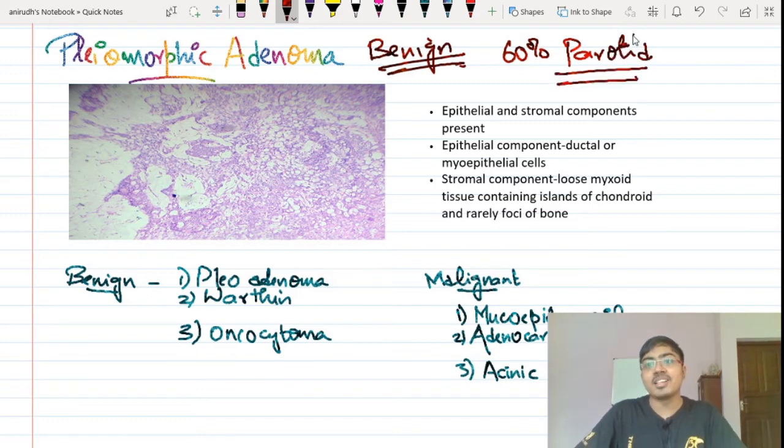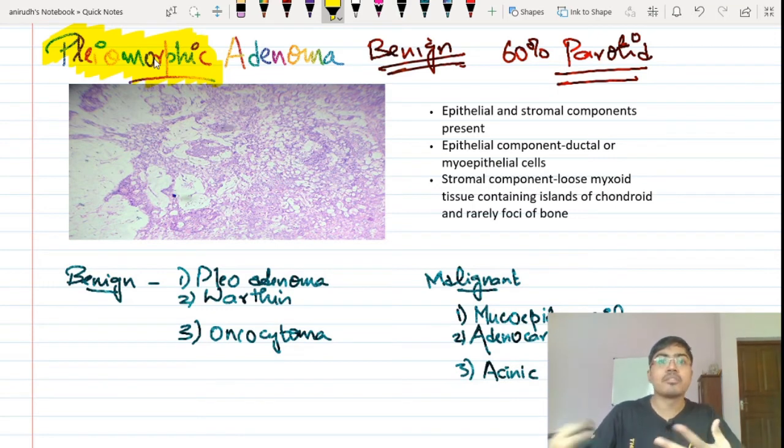60% of parotid gland tumors are obviously pleomorphic adenoma, right? So it is very common as far as salivary gland tumors are concerned. Now the point is that the first word itself says it is pleomorphic. The morphology is variable. Heterogeneity in the morphology is the characteristic feature of pleomorphic adenoma. So you can see that there are epithelial and mesenchymal components.